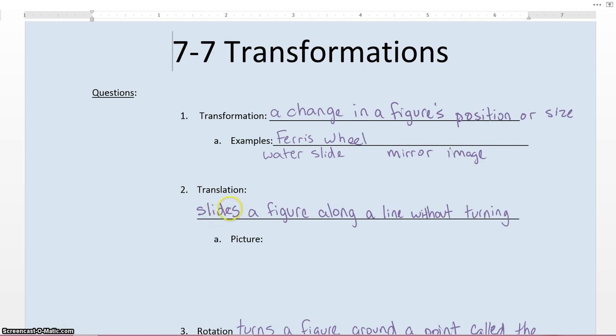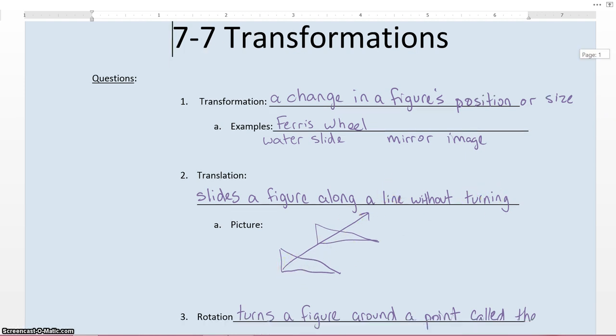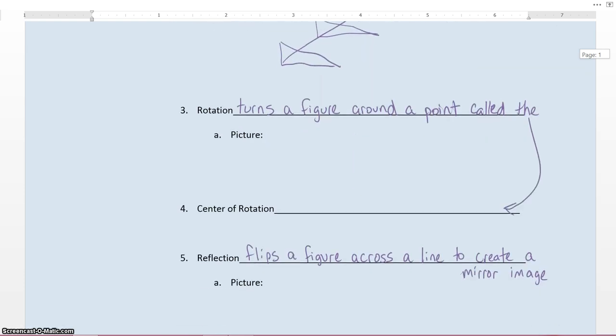So again, like I just said, a translation is just when a figure slides along a line without turning. So a picture of that, let's draw kind of a right angle, and then let's put an arrow going up this way. This is the way that triangle is going to slide. So it's not going to change, and do your best to draw kind of the same shape. Not going to change size or shape. It's not going to turn. It's just going to slide along a line. And again, pause as you need to write down definitions.